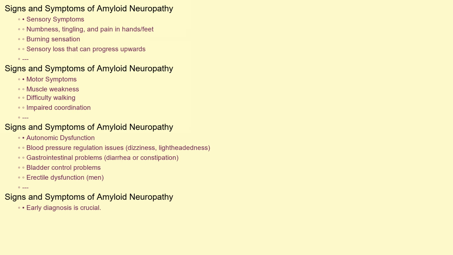Motor symptoms can include muscle weakness, difficulty walking, and impaired coordination. Autonomic dysfunction can cause problems with blood pressure regulation, leading to dizziness or lightheadedness, as well as gastrointestinal issues like diarrhea or constipation, bladder control problems, and erectile dysfunction in men. Because these symptoms can mimic other conditions, early diagnosis is crucial.